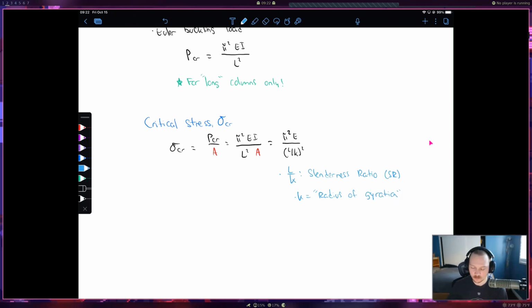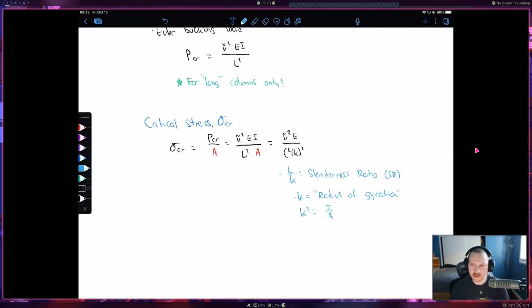Okay, so you might see it written as k squared equals I divided by A, or you're going to see k equals the square root of I divided by A. Again, that's a geometric property because we have the moment of inertia divided by the cross-sectional area. We use this radius of gyration in conjunction with another geometric property, the length. The length divided by k is the slenderness ratio, or SR, which is going to be a metric to define if we have a short column, an intermediate column, or a long column.